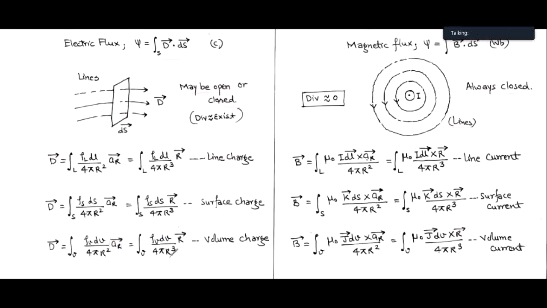In place of unit vector r, we can write vector upon its magnitude. Similarly, in magnetostatics, we consider a current distribution. So there are three current distributions. First is line current, second is surface current, and third is volume current.